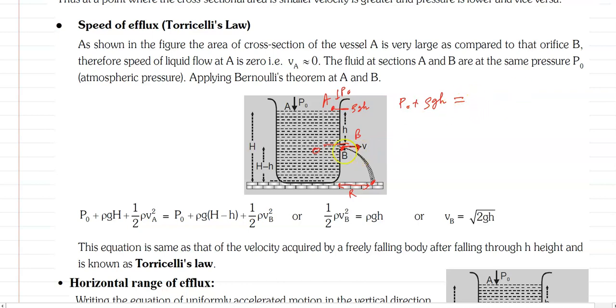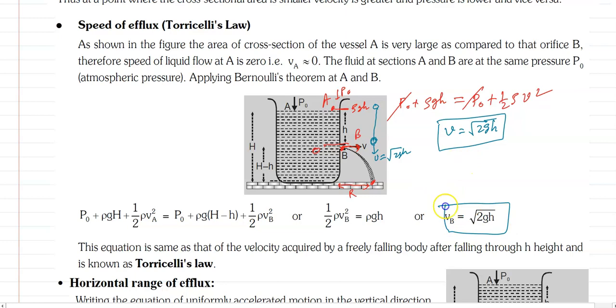Then at point B there is also atmospheric pressure P0 plus half rho v square, the kinetic energy. P0 cancels out. Then we can calculate v equals root over 2gh, which is the same as when I drop a ball from height h: it reaches the ground with velocity root over 2gh. We know this is the same type of equation. So the velocity at point B is root over 2gh.